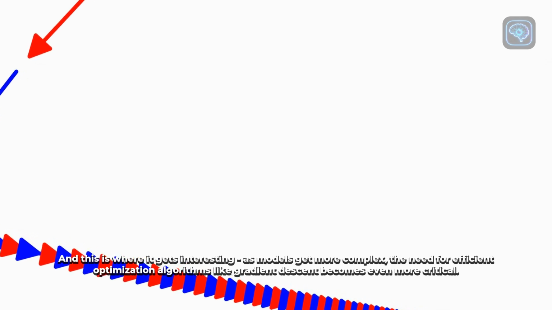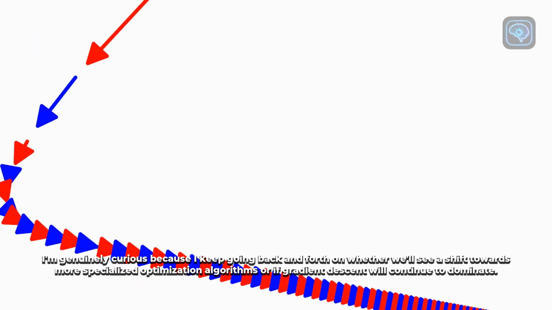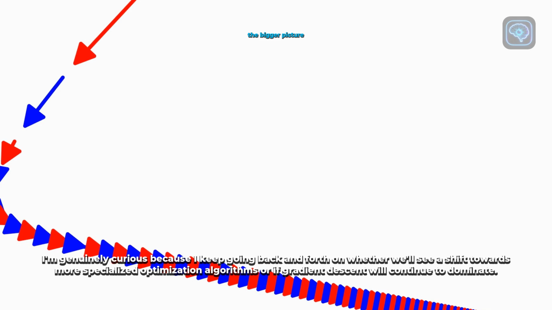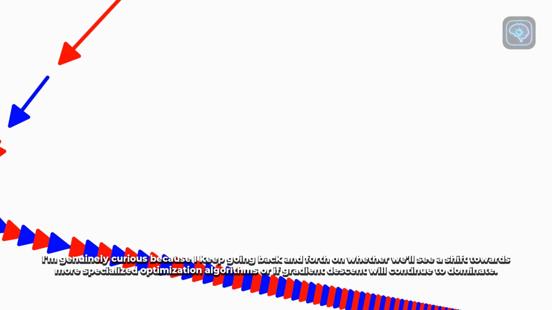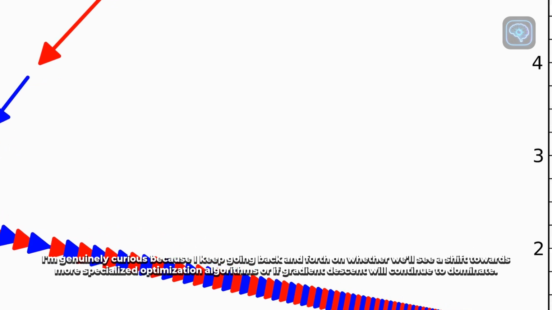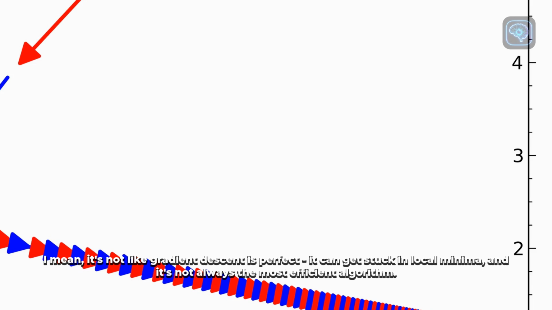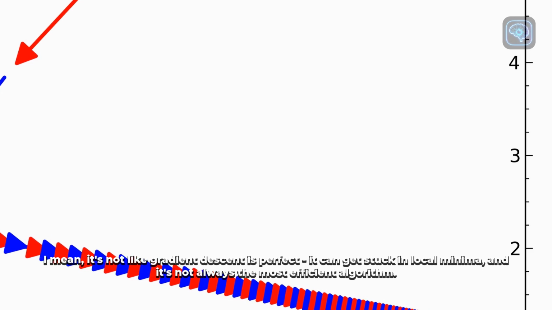So what's your read on this? I'm genuinely curious because I keep going back and forth on whether we'll see a shift towards more specialized optimization algorithms, or if gradient descent will continue to dominate. I mean, it's not like gradient descent is perfect, it can get stuck in local minima, and it's not always the most efficient algorithm.